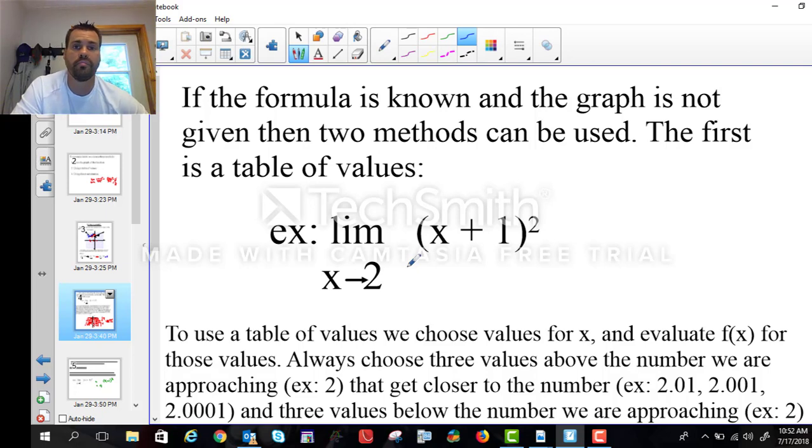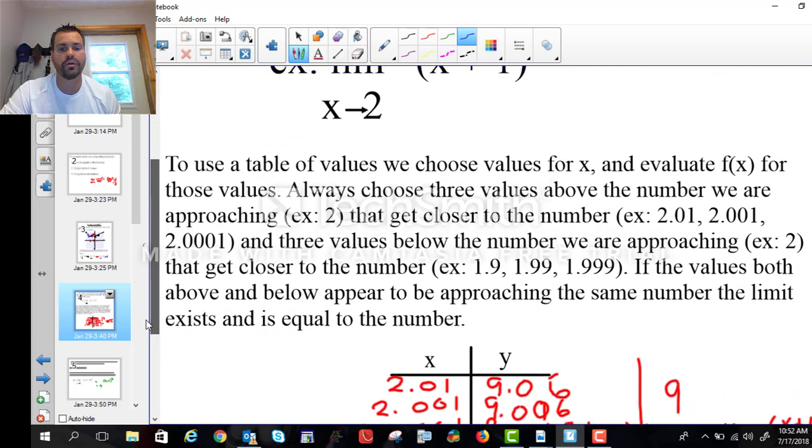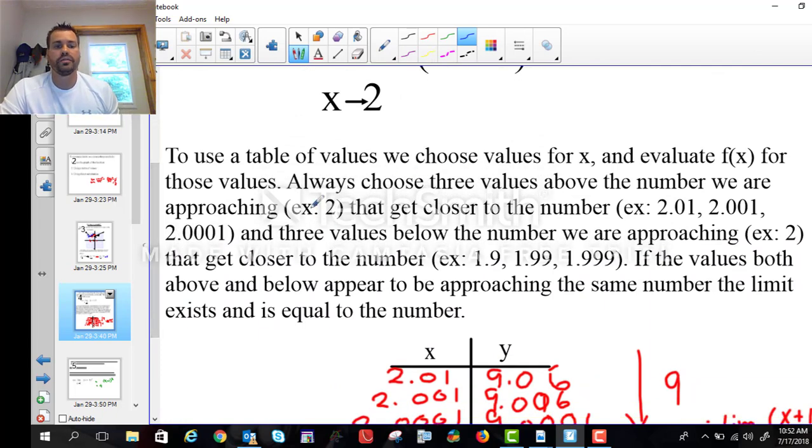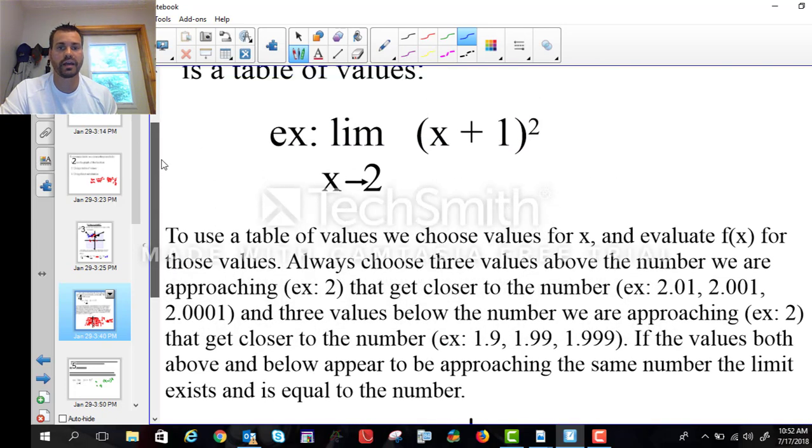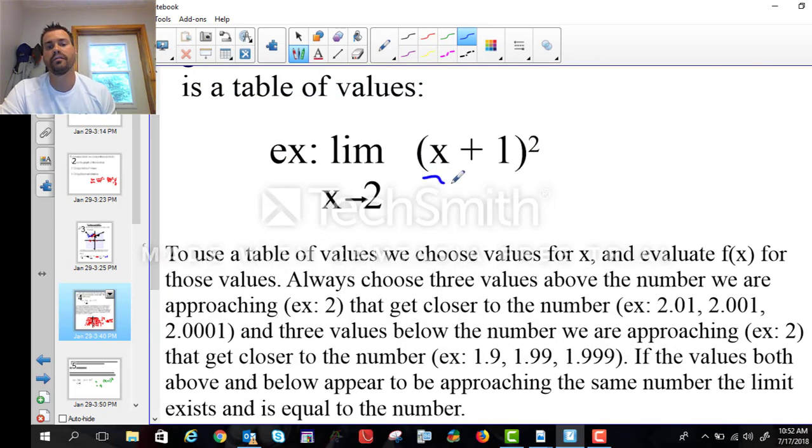And then we're going to do the same thing above 2. So we're going to get closer to 2, but from above it. So bigger numbers. So 2.1, 2.01, 2.001. And you can kind of see that here. I've written it out here. So we're going to take those numbers, 2.01, 2.001, 2.0001, and 1.9, 1.99, and 1.999. And what we're going to do is we're just going to take those numbers and actually physically put them into here. Okay, so we're just going to put in 1.9 plus 1 squared, 1.99 plus 1 squared, and so on.